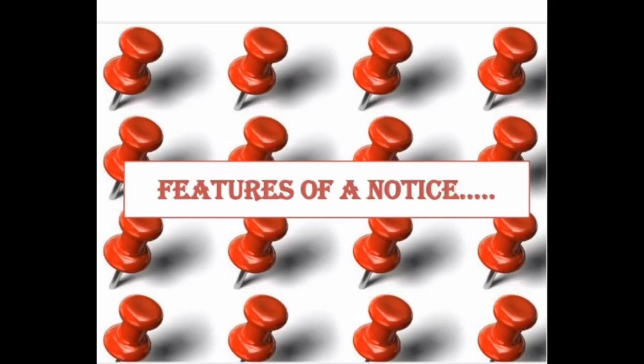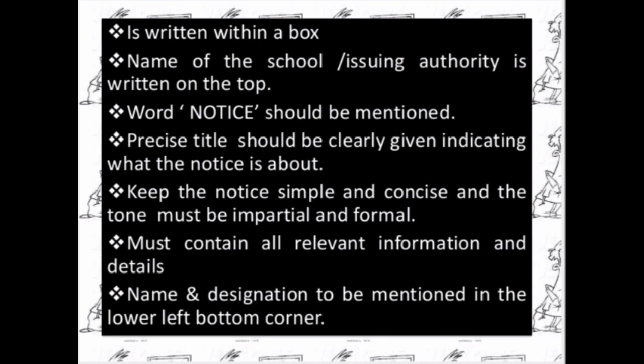So let's see some features of a notice. So here are some basic features of a notice. It is written within a box. Remember, just keep in mind, students, it is always written in a box. आपको हमेशा ये box में लिखना है. Name of the school issuing authority is written on the top. That means जो उस notice को issue कर रहा है, जिसकी तरफ से वो notice है, any authority या फिर कोई भी school, this will be provided in your question, okay? So that organization is to be written on the top of the notice, okay?